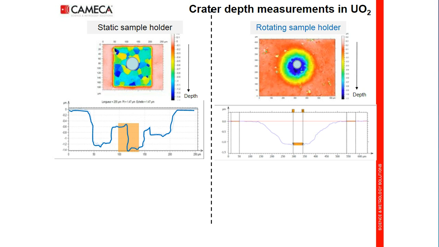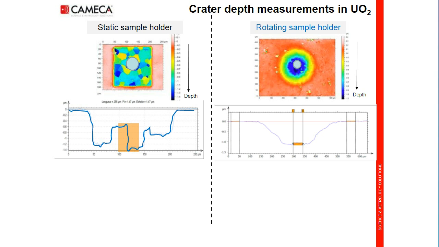For the set of measurements performed while rotating the sample during analysis, crater depth measurements show that the crater bottom is significantly flatter, confirming that the sample rotation could efficiently minimize the roughening effects.